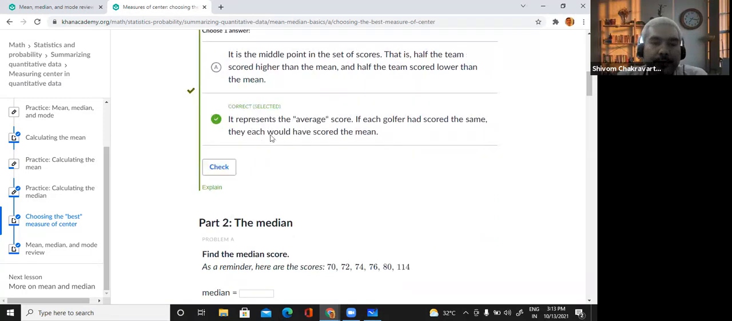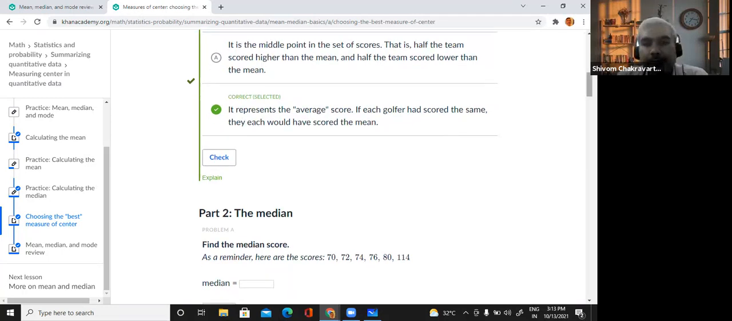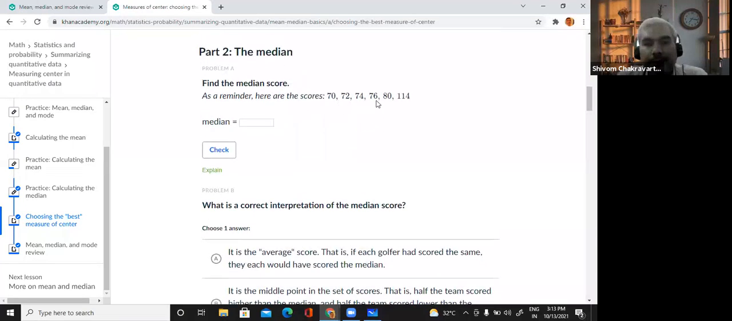Of course, we can check and it says correct. It represents the average score if each golfer had scored the same, they each would have scored the mean. Yeah. Then median. Yeah. So for this same data, what will be the median? This is already arranged in ascending order, fortunately for us. Yeah. So what will be the median of this data?